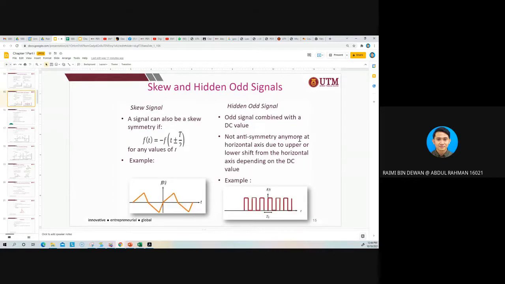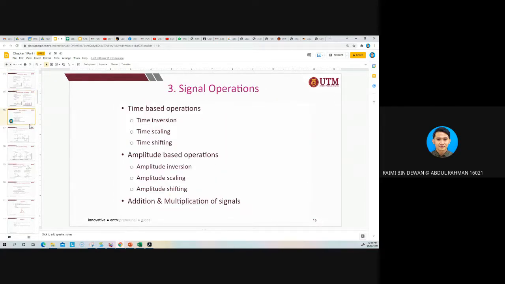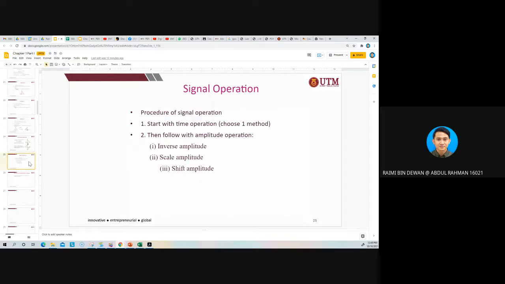The next lecture is on time-based operations: time inversion, time scaling, time shifting, and the rest, which will be covered in the second lecture as recorded. I will share the recorded lecture later on, and I will share the tutorial later on.